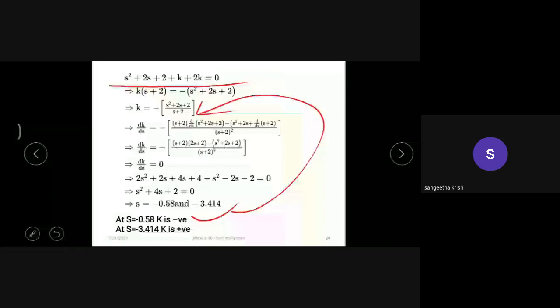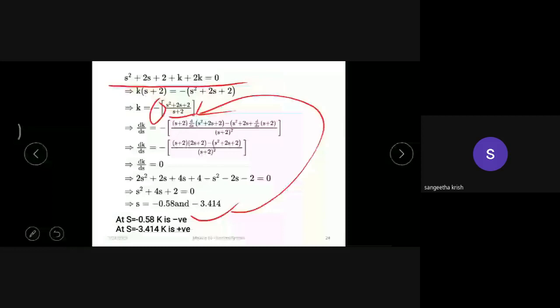So if I take s is equal to minus 0.58, K is negative. If I take s is equal to minus 3.414, K is positive. Why? The numerator will become positive, your denominator is negative, and this negative and this negative will give a positive at the end. So for s is equal to minus 0.58, K is negative. For s is equal to minus 3.414, K is positive. For which value of s K is giving positive, that point is the breakaway point. Here s is equal to minus 3.414 gives the positive value for K.